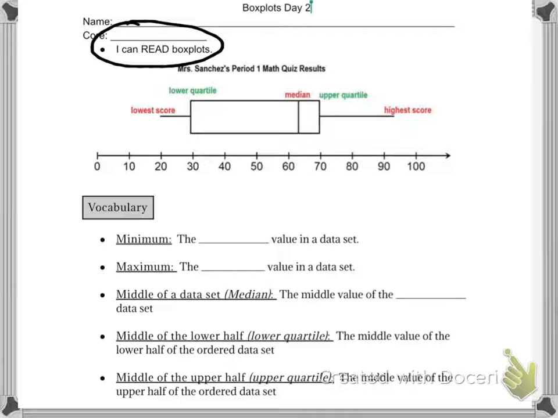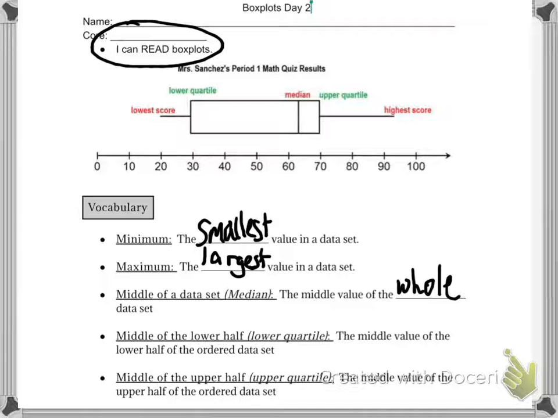So let's go over some vocabulary again, just to remind ourselves. The minimum is the smallest or the least value in a data set, a list of numbers. Maximum is the largest or the biggest value in the data set. The middle of the data, or the median, is the middle value of the whole data set. And then we have these funny words, the lower quartile and the upper quartile.